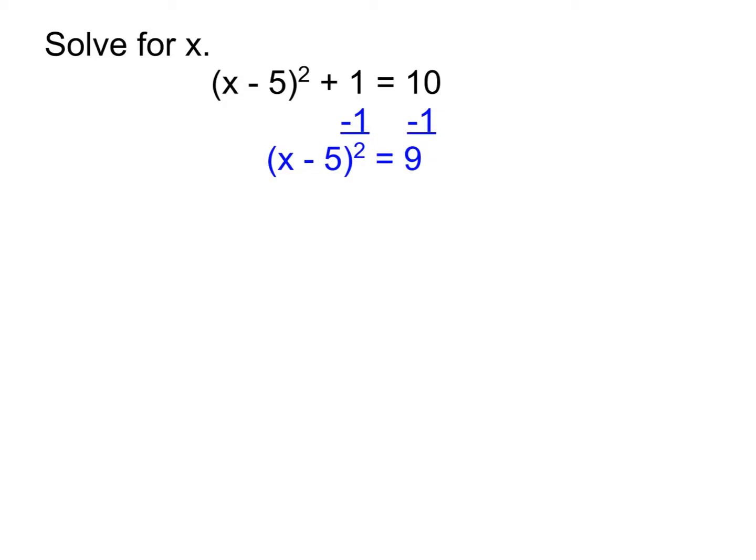And so since it's x minus 5 squared equals 9, this is the one where I can take the square root of both sides. And when you do that, remember the plus or minus. Now, as you finish solving it out from there, a little clarification.